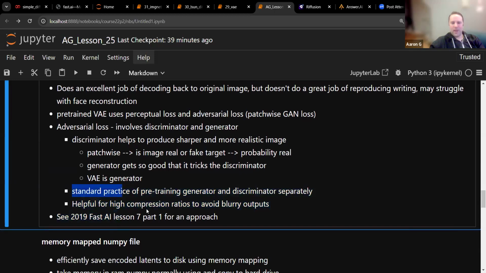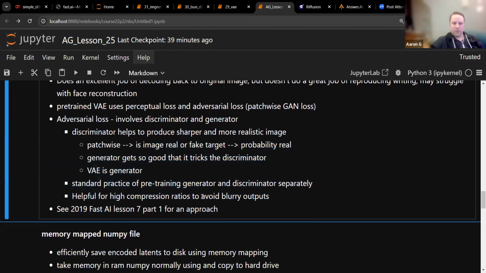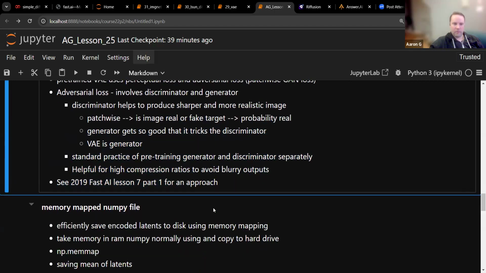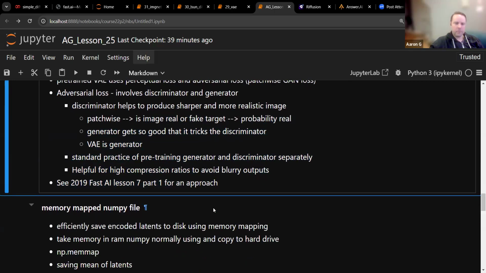There was a reference to a Fast AI lesson from 2019. So I guess the whole idea with the discriminator and generator, that iterative process, they highlight that in an earlier version of Fast AI if you want to check that out.